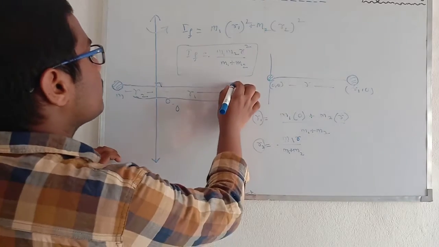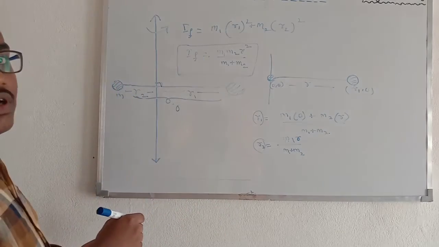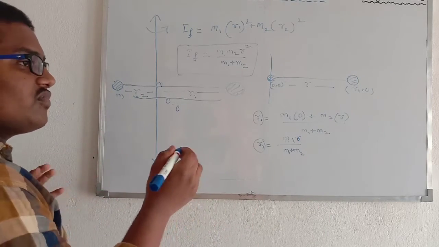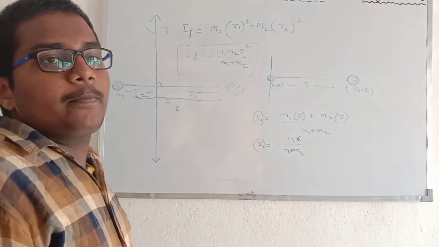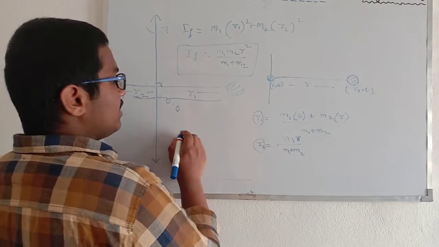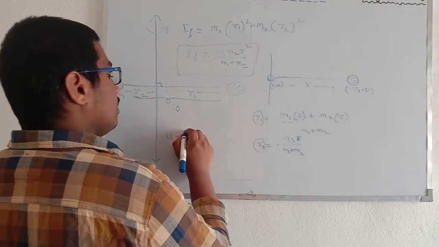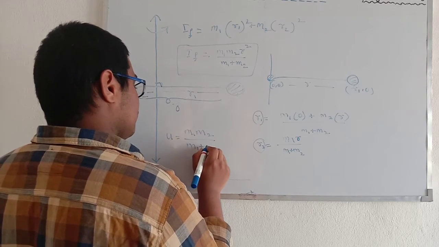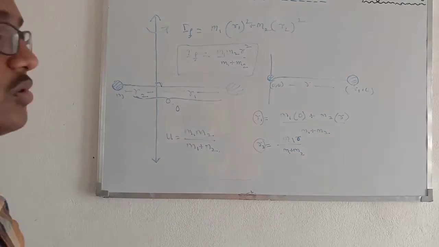This is not only one type of question. This is the basic example, and in this type of question you will get a lot of questions. There will be different types of COMs and different types of masses, and they will ask you to find the final moment of inertia. So till now we discussed this formula, and then I will introduce you to a term: u is equal to m1 m2 by m1 plus m2.